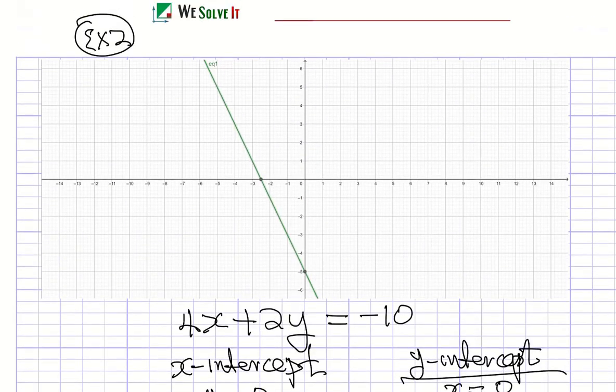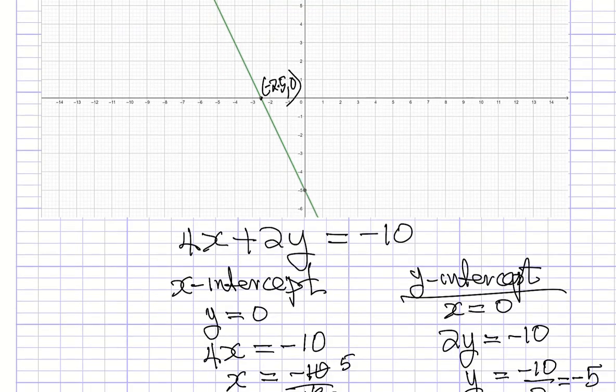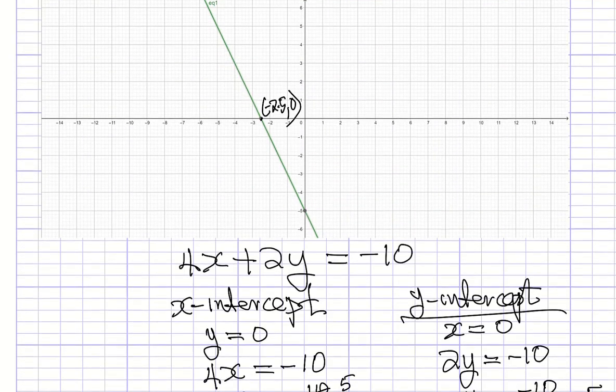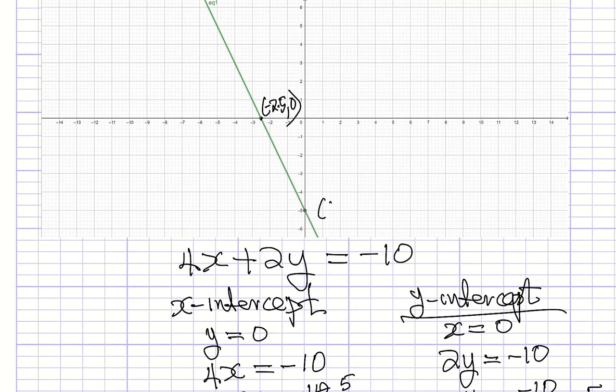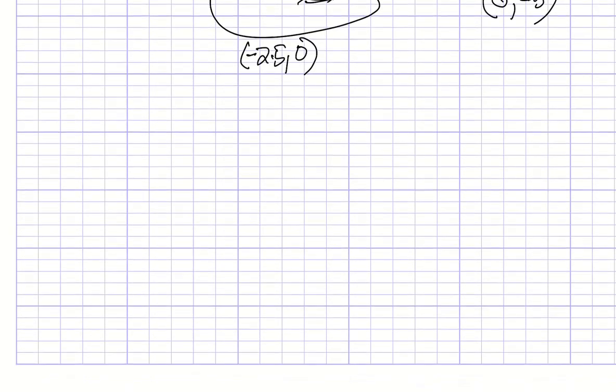So we look for this point in the graph. For the x, you see right there, this is minus 2.5, 0. See that point right there. That's where the graph crosses the x-axis. And for the y, we got minus 5. So right here, 0, minus 5. This is the point right here. Once you get those two points, you put a ruler through them and draw the graph. You will get that graph right there. All right, so let's move on.